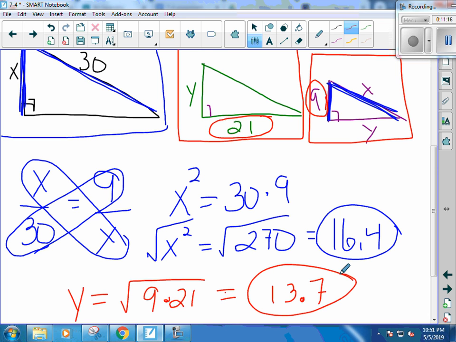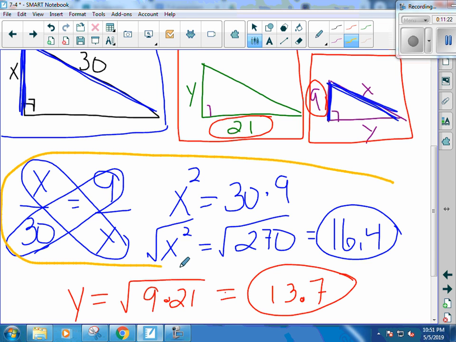Either way works great. I personally prefer the cross multiply method because I just like to see how everything happens. But just so you know, geometric mean works every time. So you are now ready to work on your assignment.